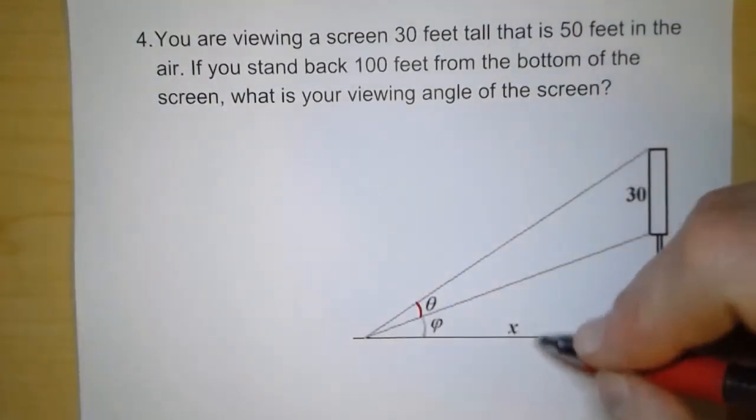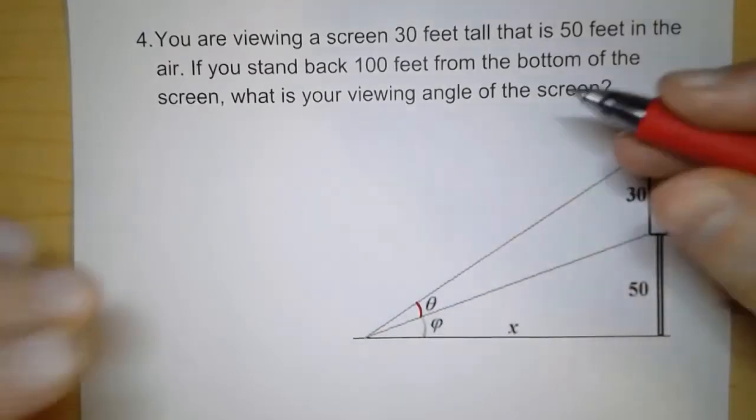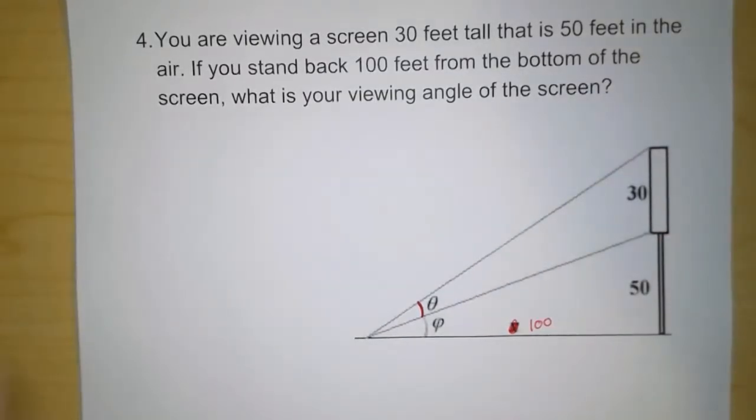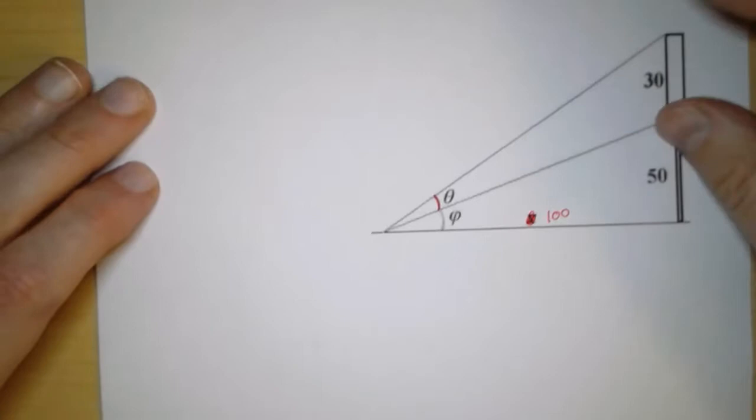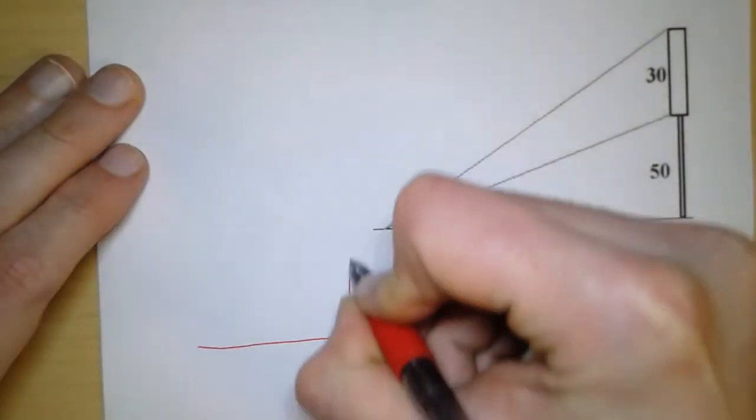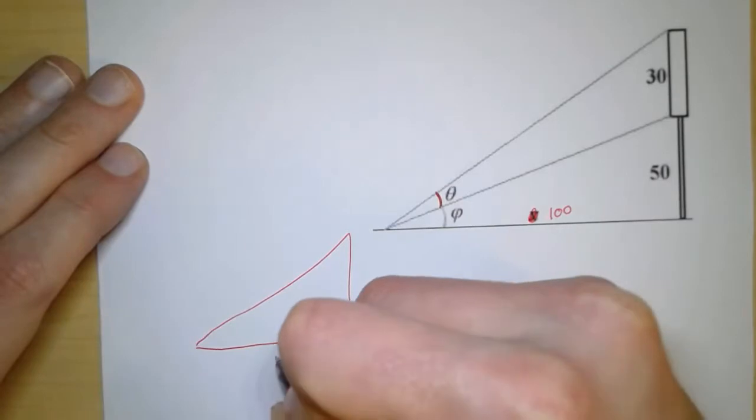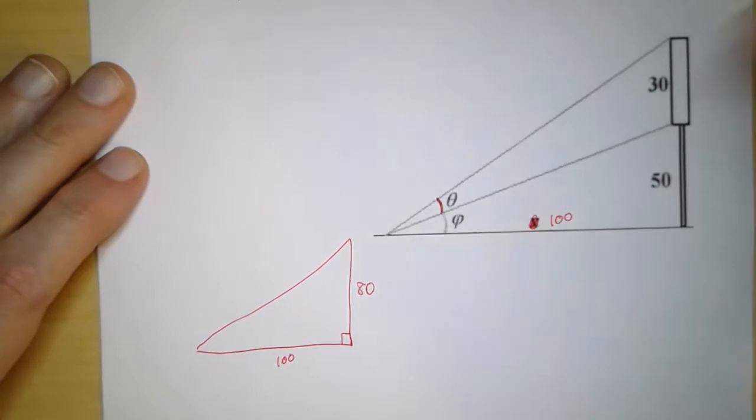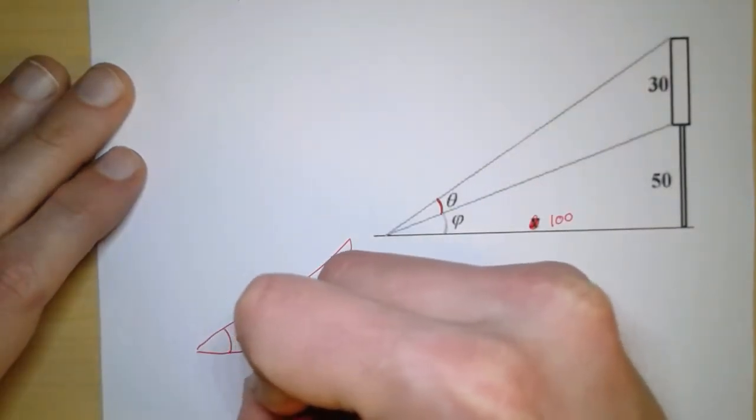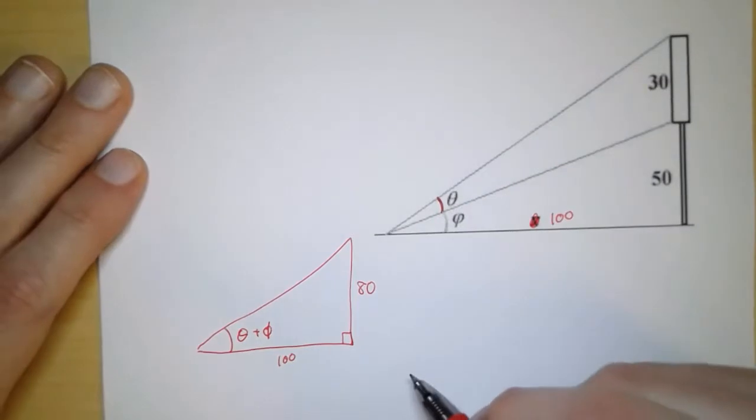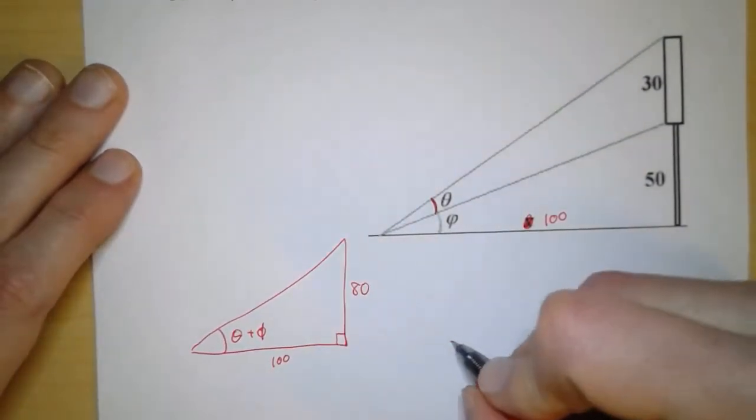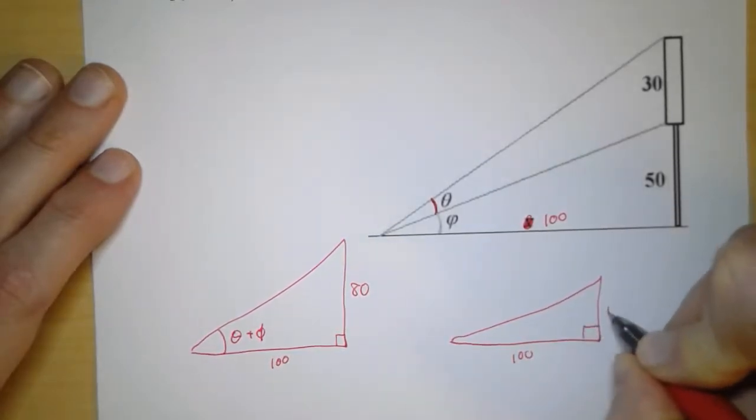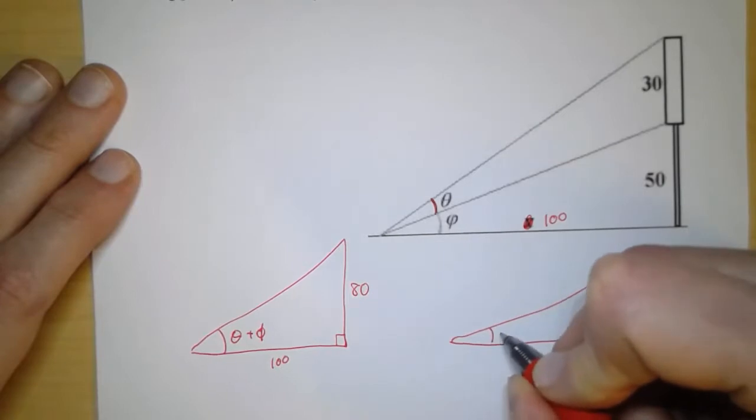Now this one we're going to deal with more specifically in the next video, but for right now we can say x is really 100. Now what we've got is two right triangles going on here. The first one, this side is 100, and that includes both the screen and the wall. And so here our angle is theta plus phi. That's phi right there. Now our other right triangle is shorter, that's 100, and that includes just the wall up to the bottom of the screen, and this is phi.